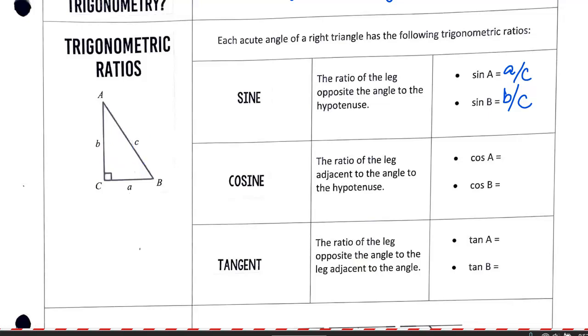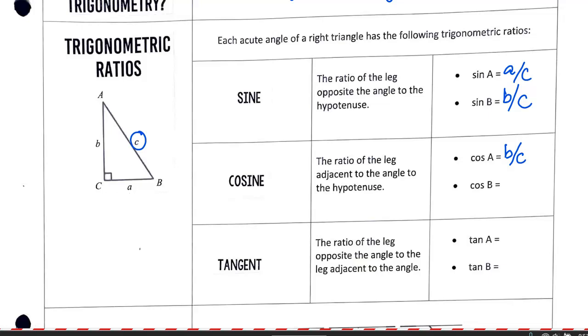All right, now let's talk about cosine. Cosine is the ratio of the leg adjacent to the angle to the hypotenuse. Remember, adjacent means it's touching that angle. So if we were looking to find the cosine of angle A, instead of the opposite like sine, we're going to go for this leg that is touching that angle. So the cosine of A is b over our hypotenuse, which again is always c.